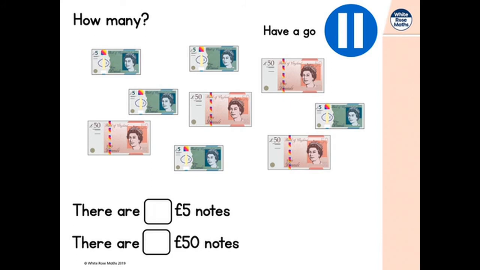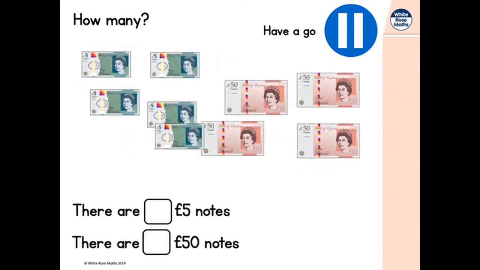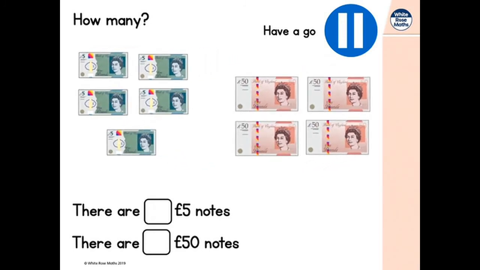Okay, let's take a look. Let's sort them. We'll put all the £5 notes together and all the £50 notes together. And here we can see there are 5 £5 notes and there are 4 £50 notes. Well done!